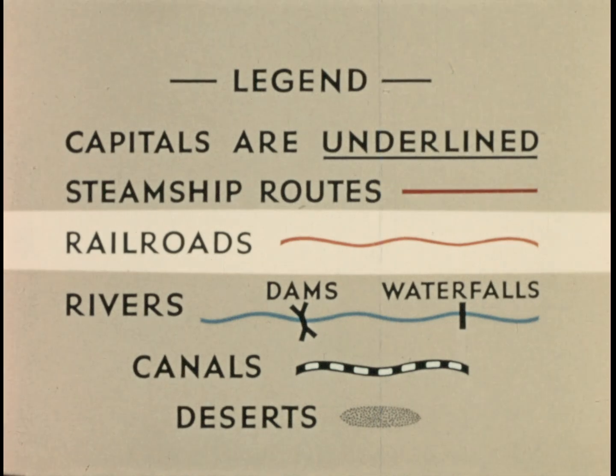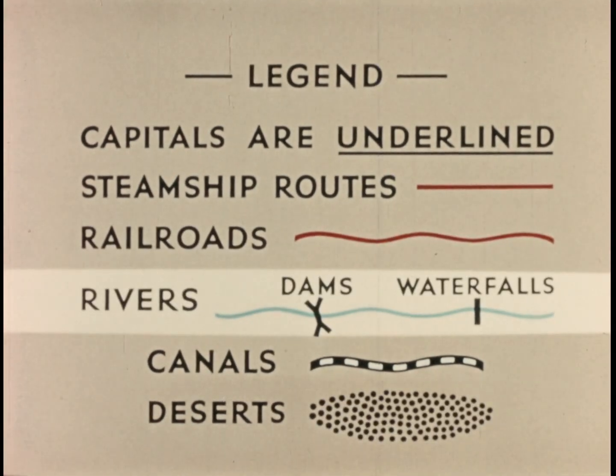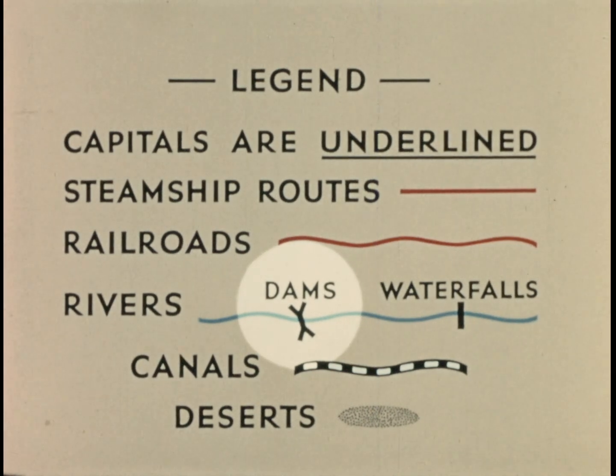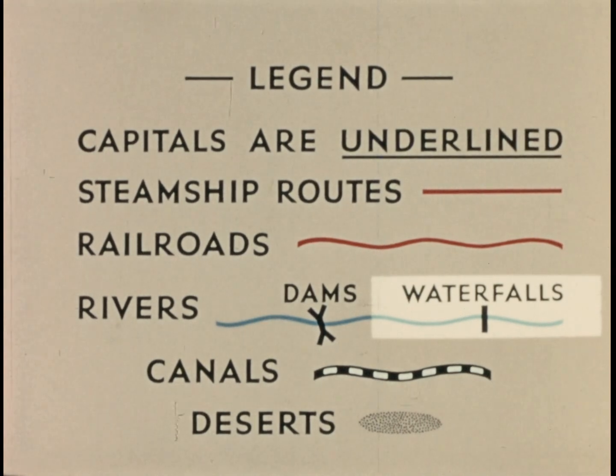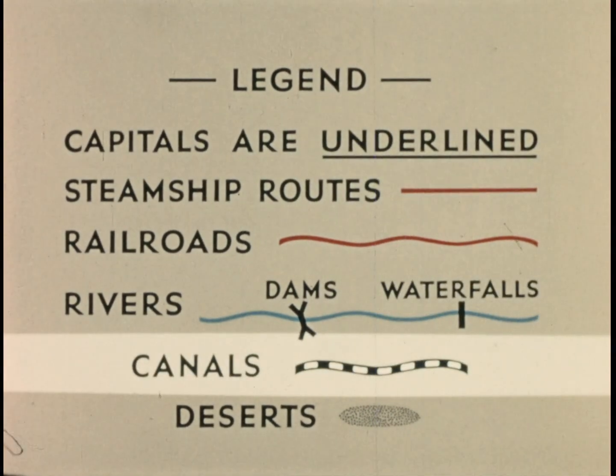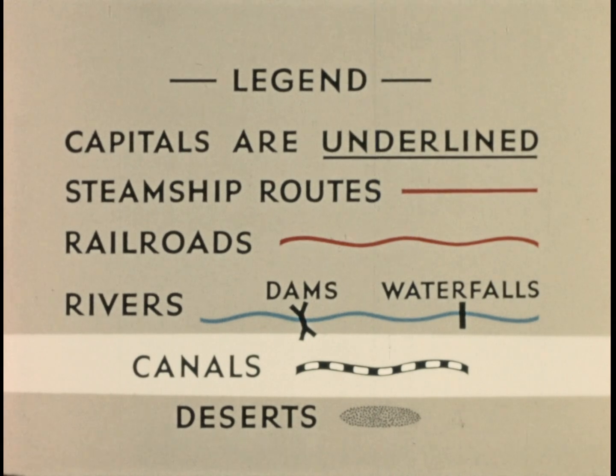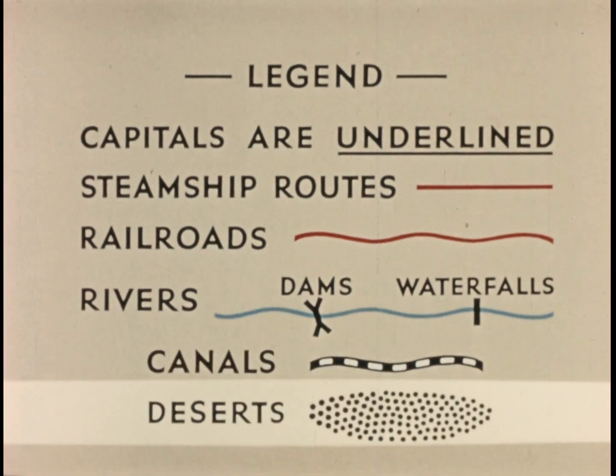Red lines on land indicate railroads. Blue wavy lines show rivers. A bar with a V on each end indicates a dam. A black bar, a waterfall. A dashed black and white line shows where a canal is located, and black dots indicate desert regions.